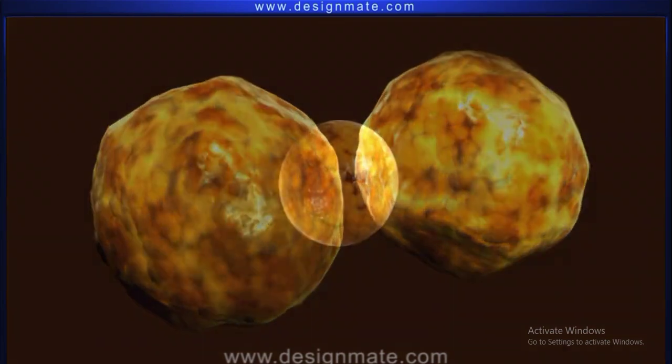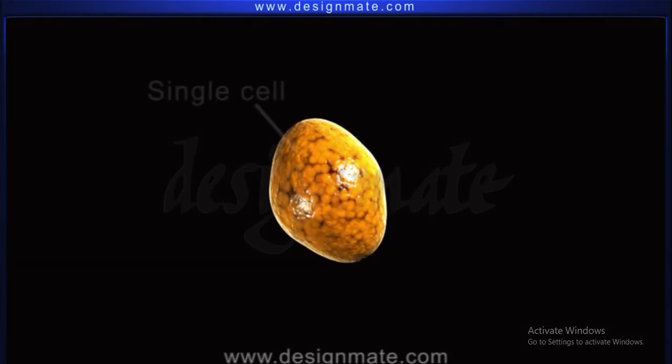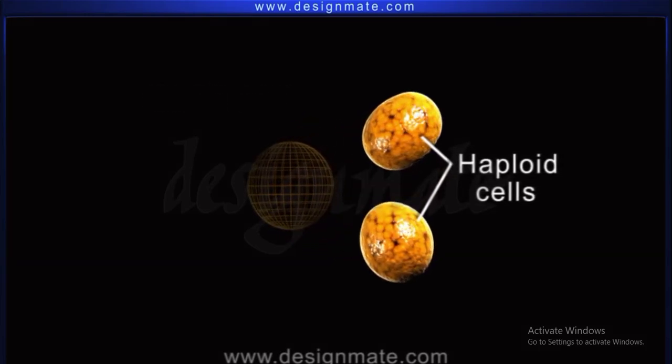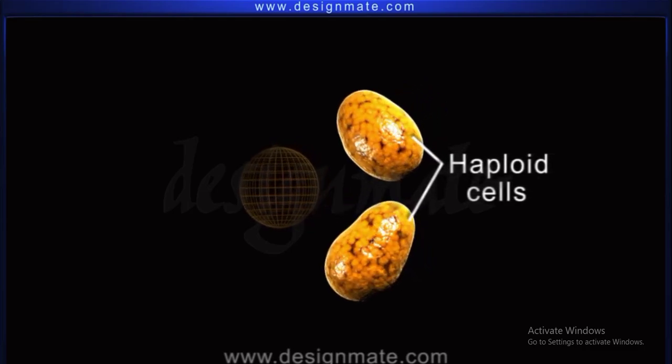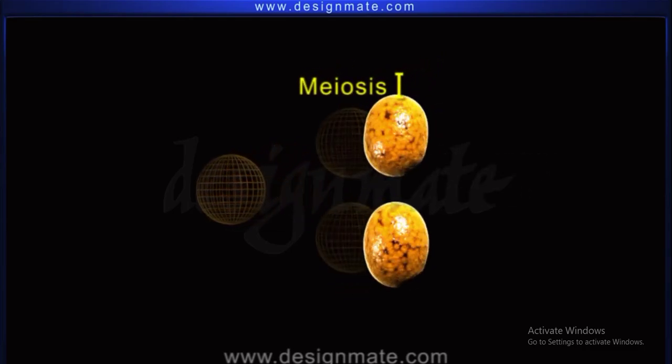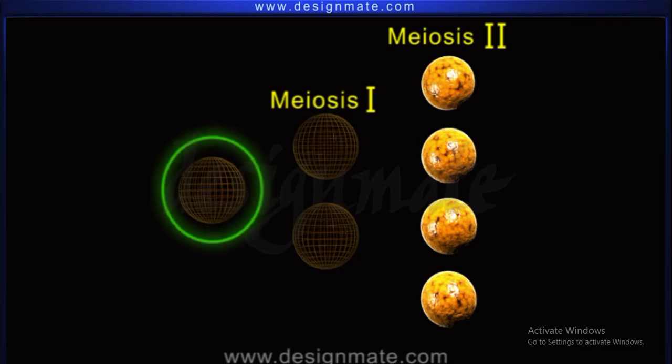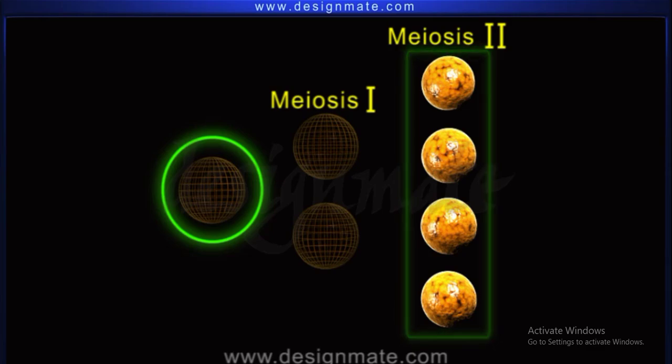To sum up the process of meiosis, we see that a single cell divides to form two haploid cells during the process of meiosis I. These two cells divide once more to form four haploid cells during meiosis II. Thus, during meiosis, a single cell gives rise to four haploid cells.